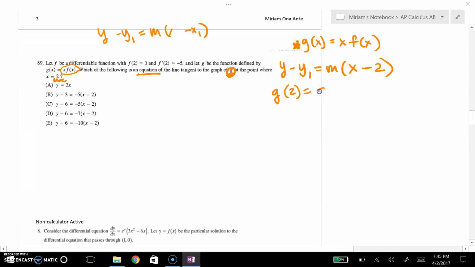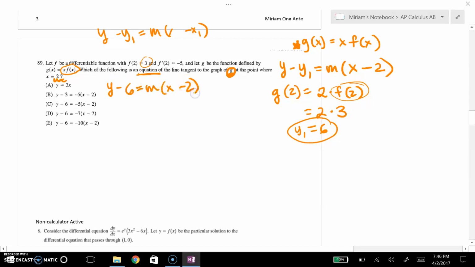So I'm going to plug in 2, so I'm going to say 2 times f of 2. Now you're like, what the heck? But don't panic. Take a step back. This is just saying plug in 2 into g. And we're following the formula x times f of x. Anytime I see x, I'm plugging in 2. So I have 2 times f of 2. Great. Do we know what f of 2 is? Look at your problem. The value is 3. So I'm going to say 2 times 3, which is 6. And this is my y1. So my equation is y minus 6 equals m times x minus 2. We're almost there.